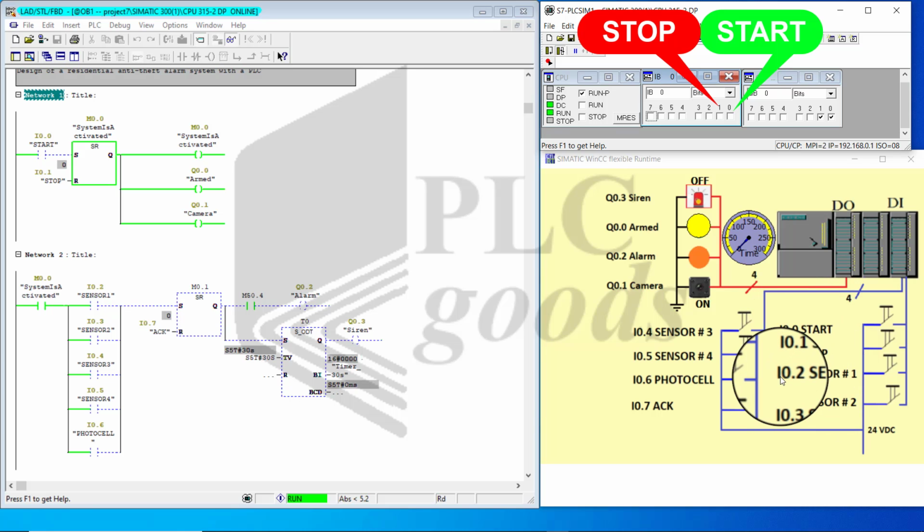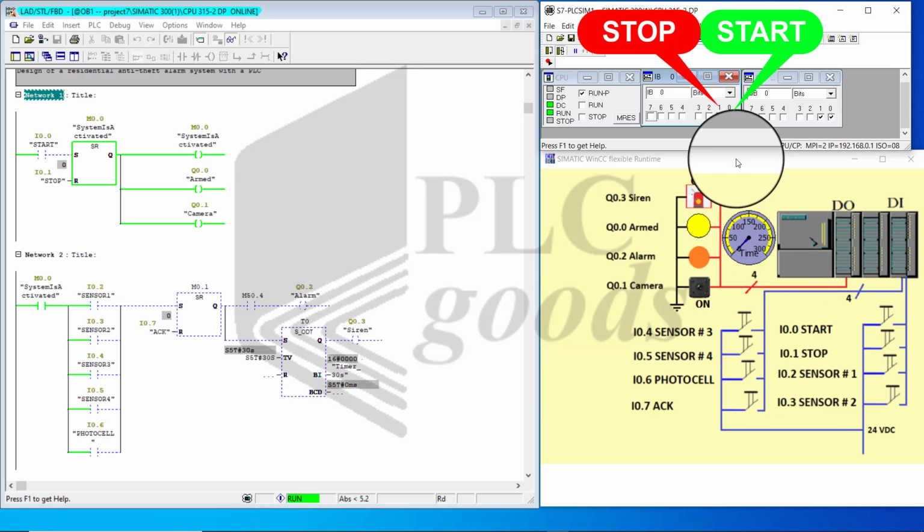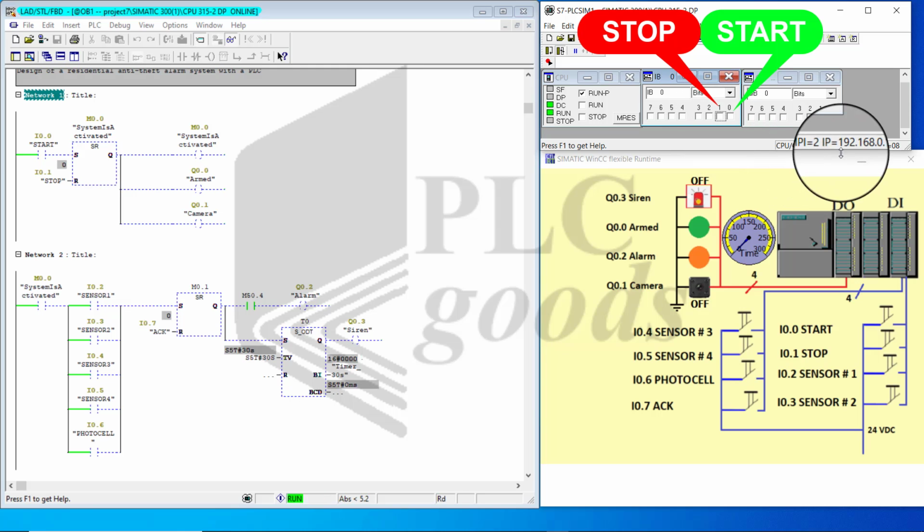To see the function of the system again, I can go ahead and tap one of the input sensors. The system is in standby mode right now. Notice that the armed signal and camera are on, and the system is monitoring all input sensors. I go ahead and tap on the stop input push button, and notice that the camera is going to turn off and also the armed signal is going to be turned off. The system is shut down right now. It is not monitoring any input sensors.